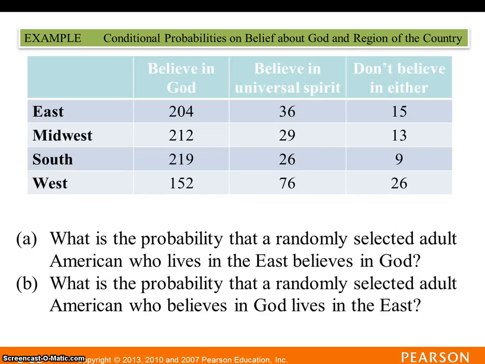So here are the outcomes. The country was broken down into 4 regions: East, Midwest, South, and West. These are the number of people in the survey that either believed in God, believed in some higher power, or don't believe in either one. The question here: what is the probability that a randomly selected adult American who lives in the East believes in God? So given that the person lives in the East, what is the probability that they believe in God?